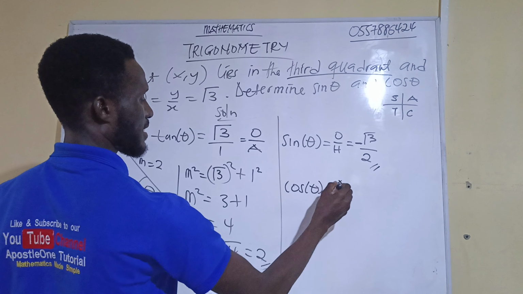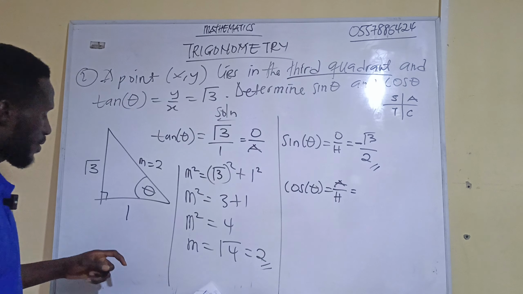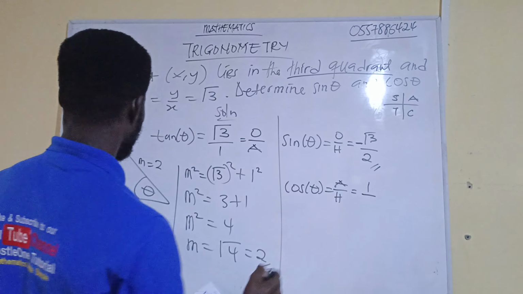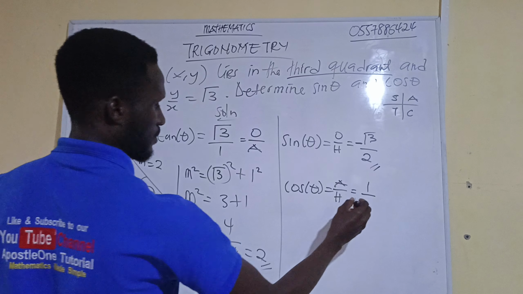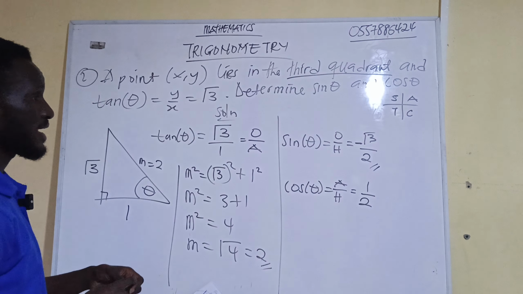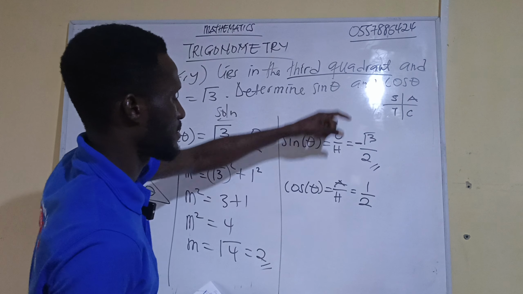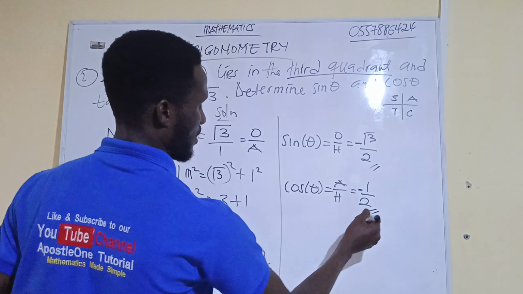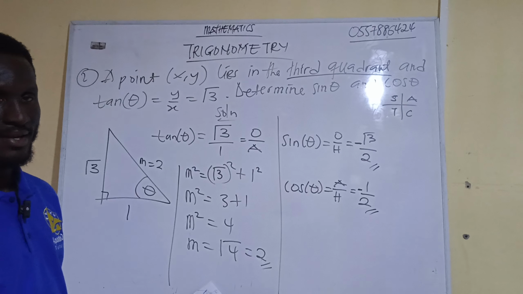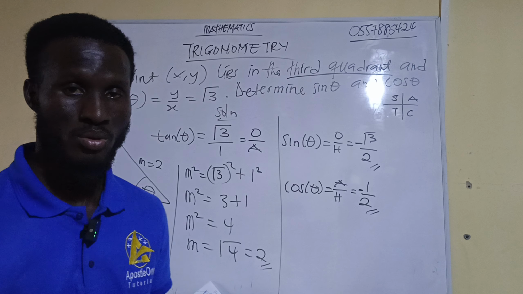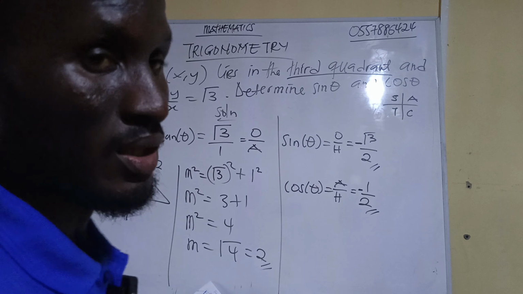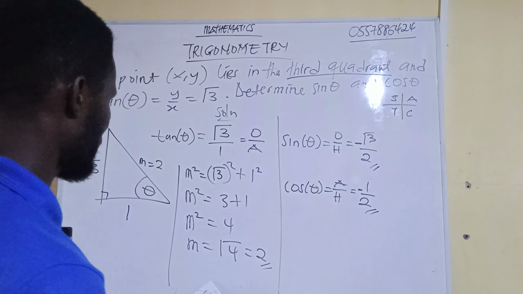Now let's find the cos theta. Cos is adjacent over hypotenuse. What's the adjacent here? Adjacent is 1. The hypotenuse is 2. Don't forget that in the third quadrant, the cosine is also negative, so I need to negate it. This is as simple as that. Now let's move on to the next question.